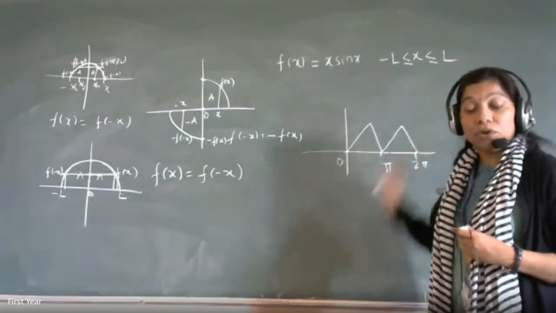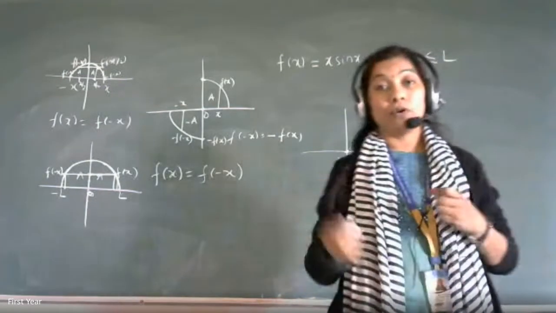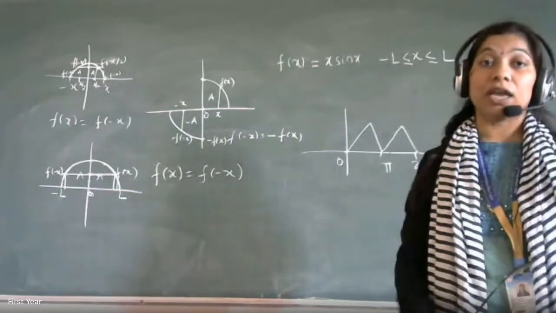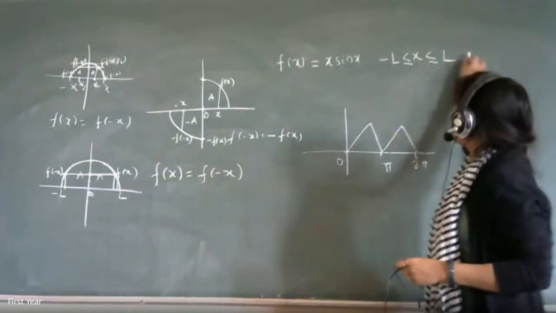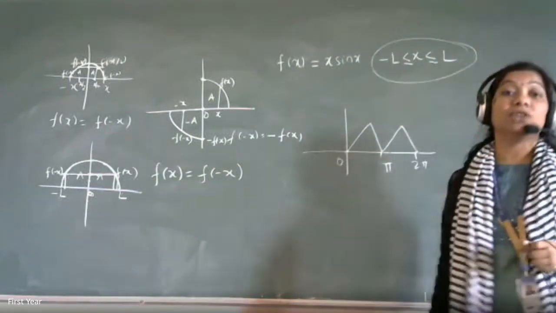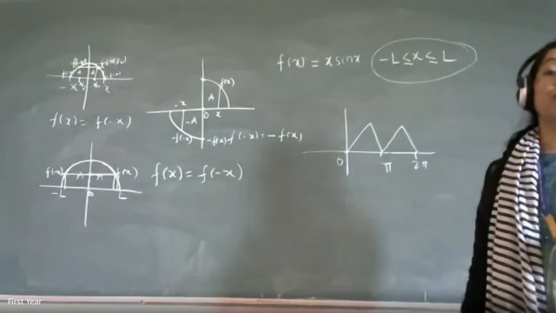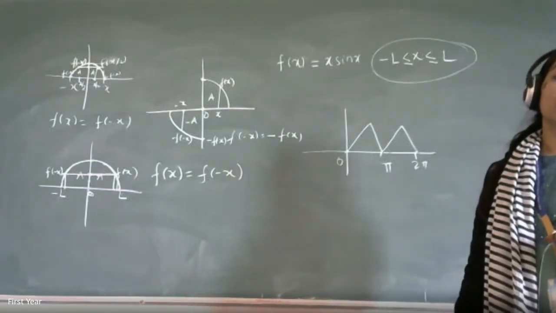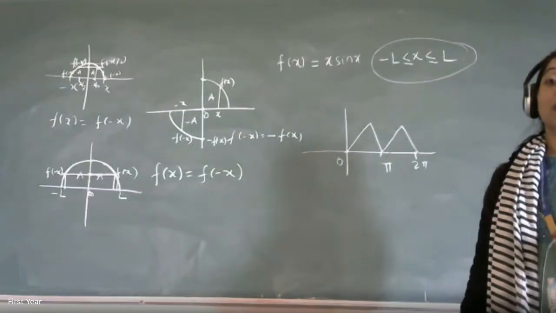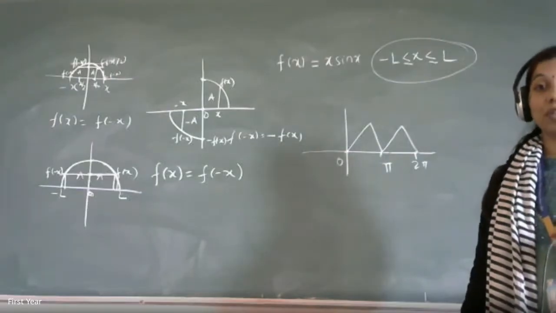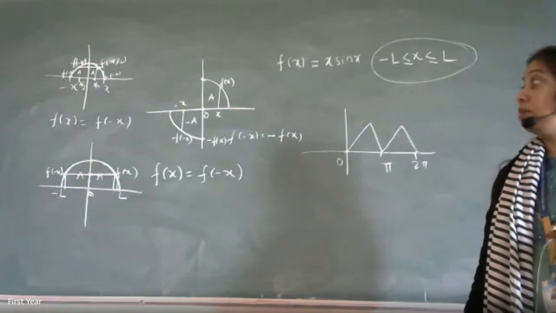So in a Fourier series expansion, if you want to use the even odd formula, then what is the first thing that you have to cross check? You have to cross check whether the range which is given is minus l to l. Is this okay? Is this clear? Yes, ma'am. Okay, fine. We'll try to solve examples on this, then you'll understand more clearly.